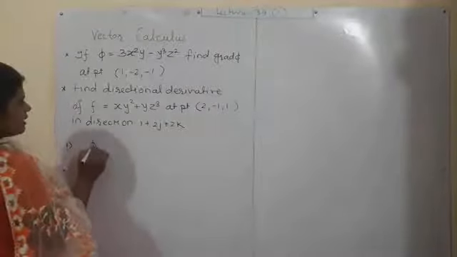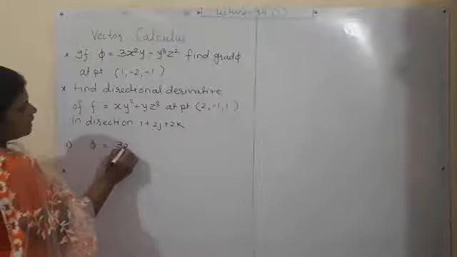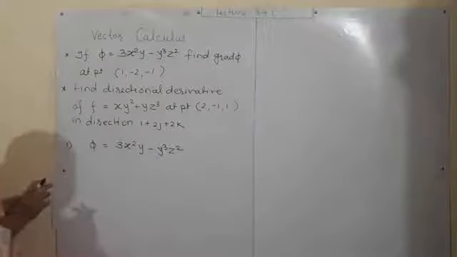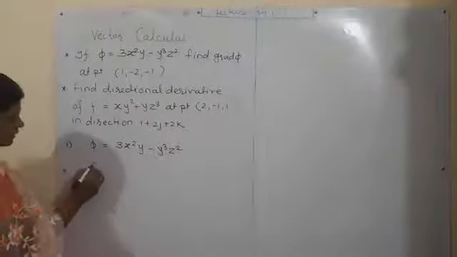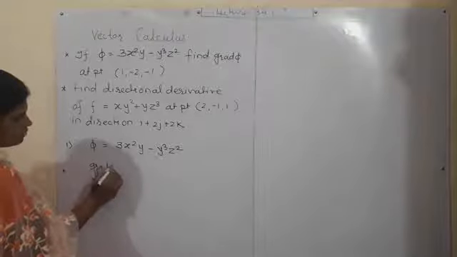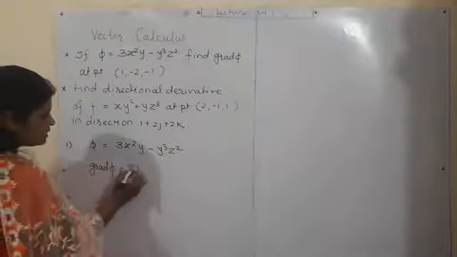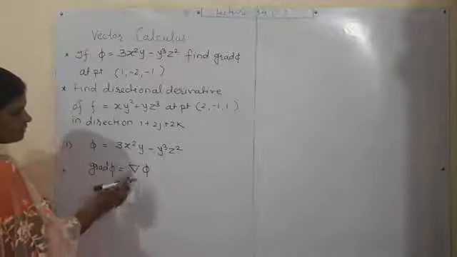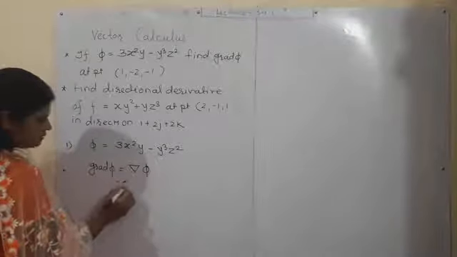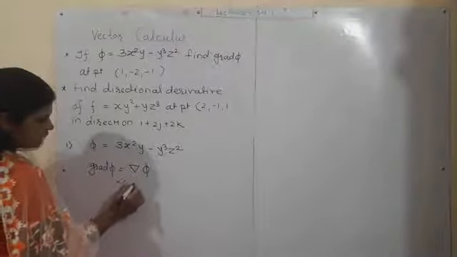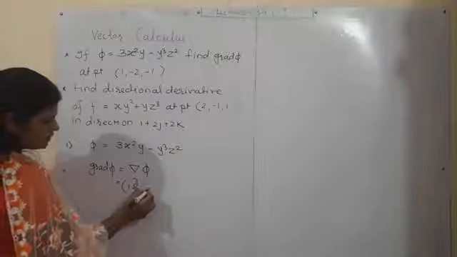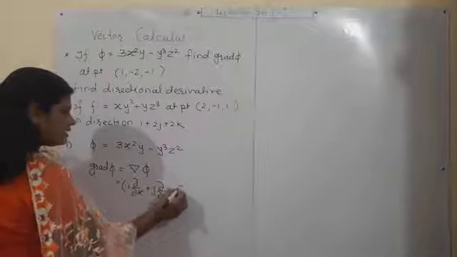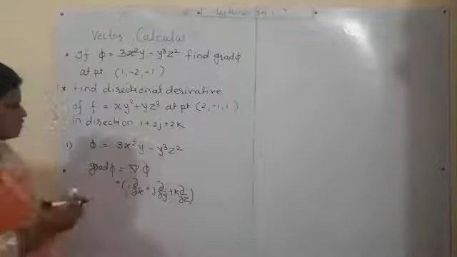We have defined the phi, and that phi is equal to 3x square y minus y cube z square, and you have to find the grad of phi. How can we denote that grad phi? Symbolically, grad phi is the operator del into phi. Now we put one by one the values of that del and that phi also. Here del is nothing but i del by del x plus j del by del y plus k del by del z. That is the value of that del.